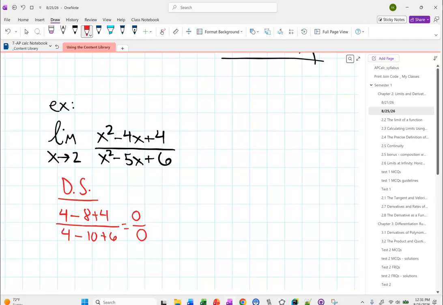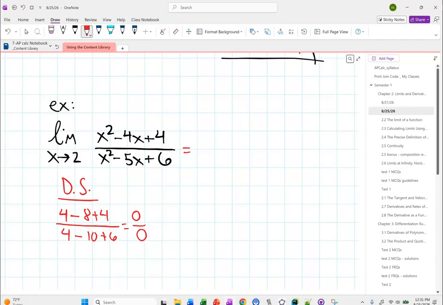Where'd you get those numbers? You plugged in 2 squared is 4. I thought you plugged in 0 for x. No, x approaches 2 in this problem. So the direct substitution is whatever the limit is heading towards. Just try plugging it in, and then, okay, 0 over 0. So what should I do instead?